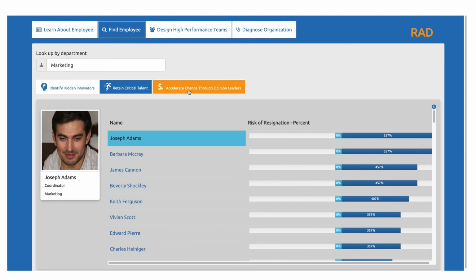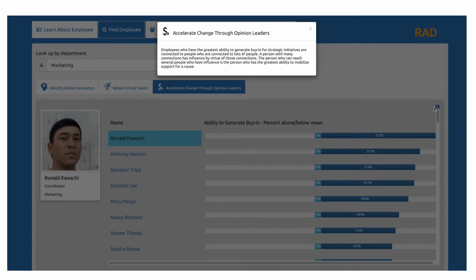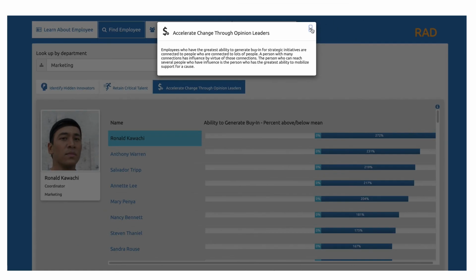Finally, click on Accelerate Change Through Opinion Leaders. Clicking on the tooltip, you see that Accelerate Change Through Opinion Leaders are identified by the ability to generate buy-in based on their connections. We will see those employees with a higher ability to generate buy-in.